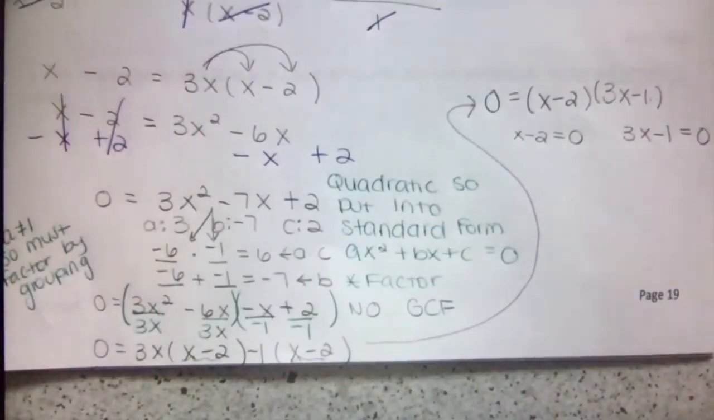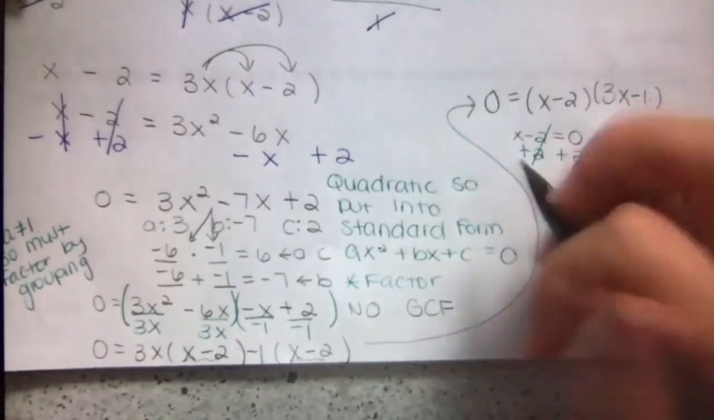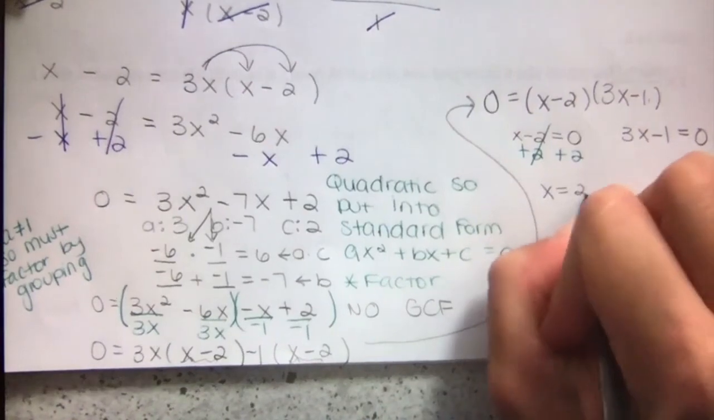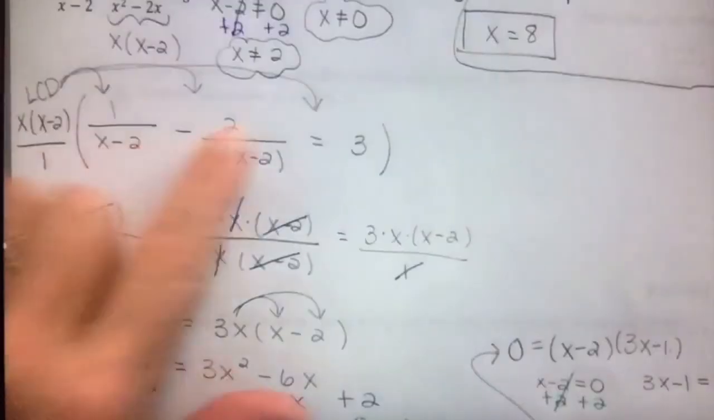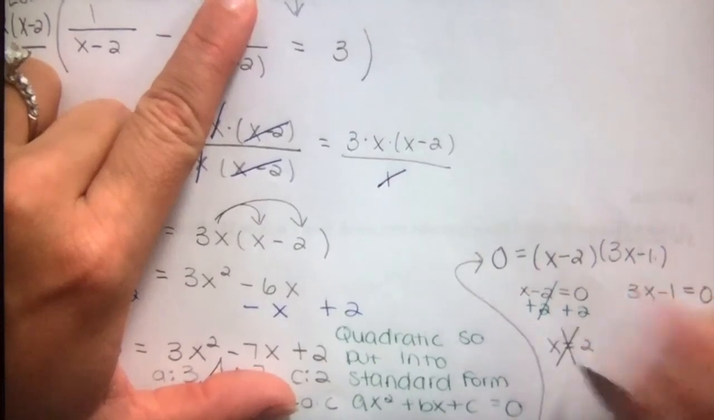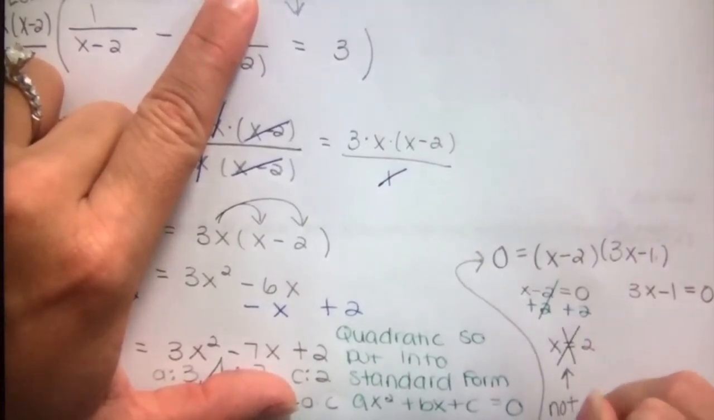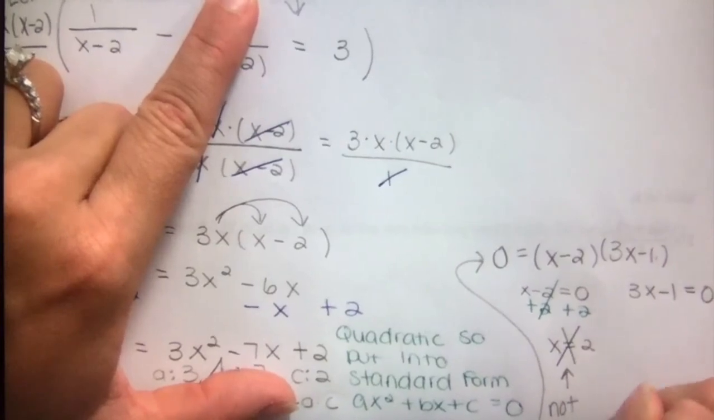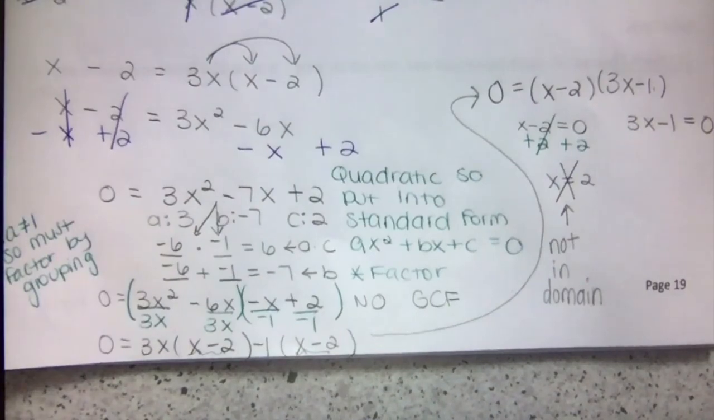Solving each one separately, I can add 2 to both sides, and we get x equals positive 2. Is it okay that x equals positive 2? No. x cannot be 2 because of our domain. So this one can't work. Not in our domain. So x cannot be positive 2. Let's try our other one though.